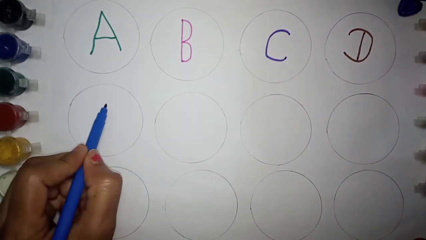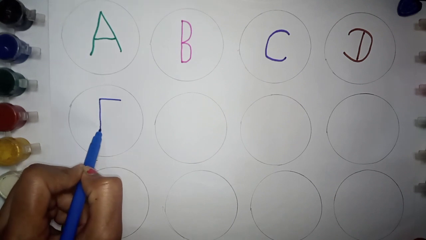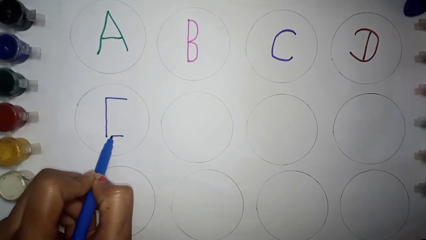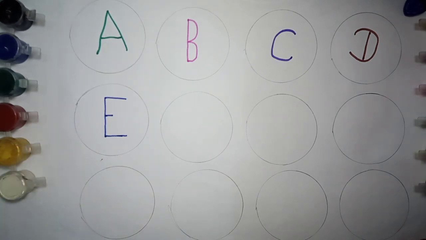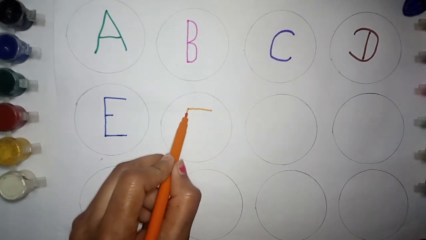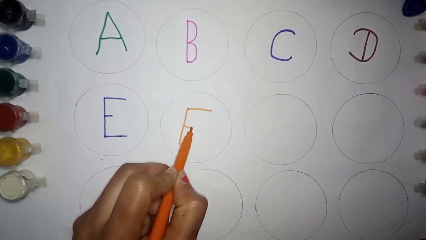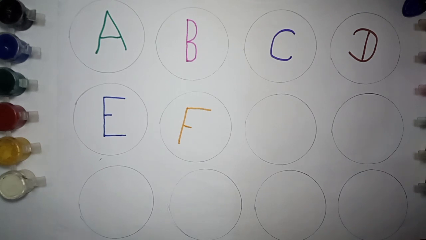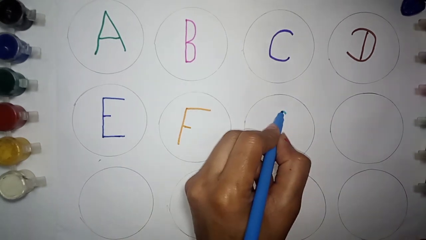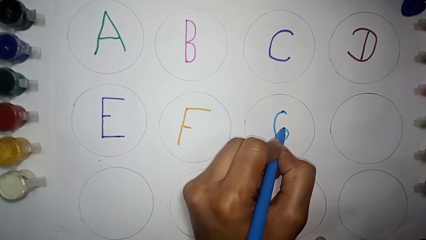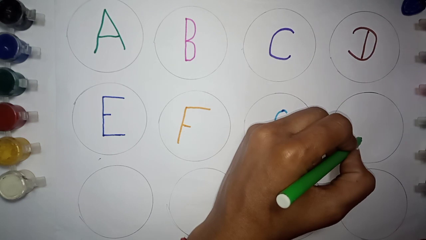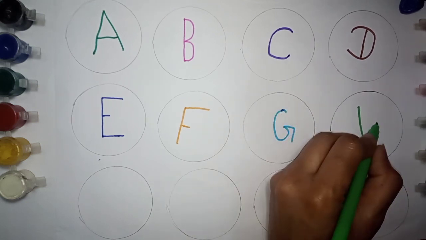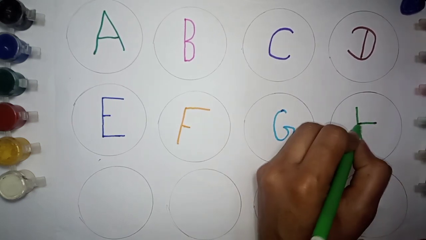Blue color, E for elephant, E for elephant. Orange color, F for face. Sky blue color, G for grapes. Parrot color, H for hen.